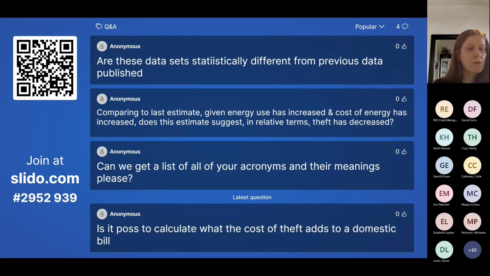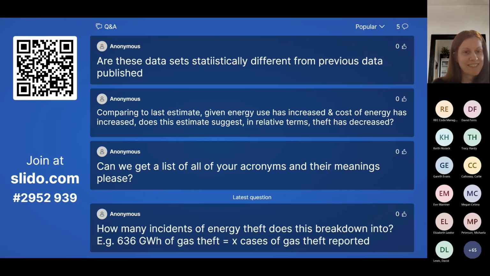I'm trying to think. So we had, is this the Ofgem estimate? Is it the 400 million from about 10 years ago? I'm not entirely sure I can answer that one. I'd need to know what it's comparing it to, and the volumes associated with the previous one. I'm not quite sure I can say that. We can take that question away as well.